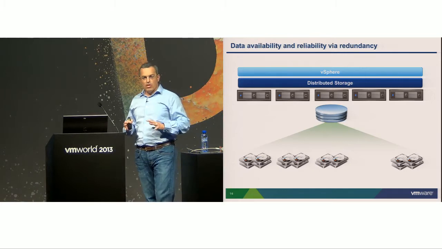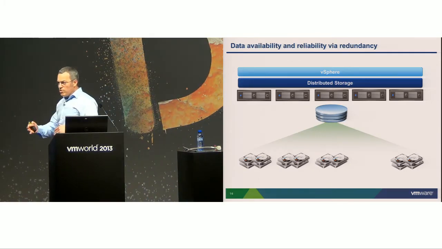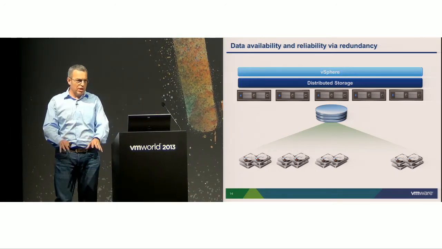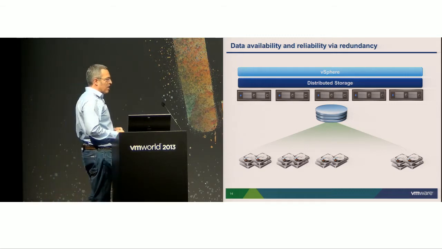vSAN stores all the data eventually on magnetic disks. All the writes that go from the VM and application down to the storage eventually make it onto the magnetic disks. And I'll explain how we actually use flash as a write buffer.